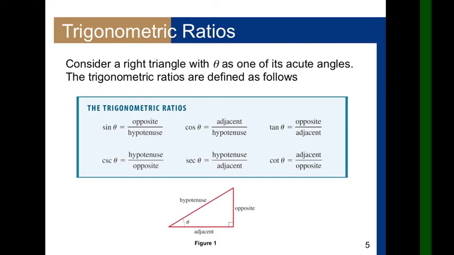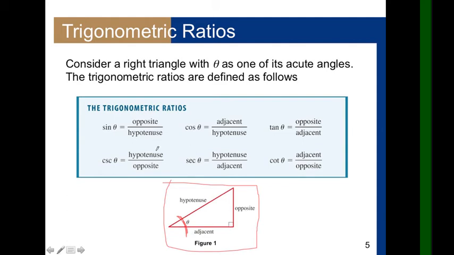So, using that mnemonic, we can consider the right triangle with theta. This is the symbol of theta for the degree as one of its acute angles. So, the trigonometric ratios are defined as follows. Ito daw yung maging basis natin for this particular slide. So, we have this theta as our given angle. We have the hypotenuse, the opposite of the theta, and the adjacent of the theta.